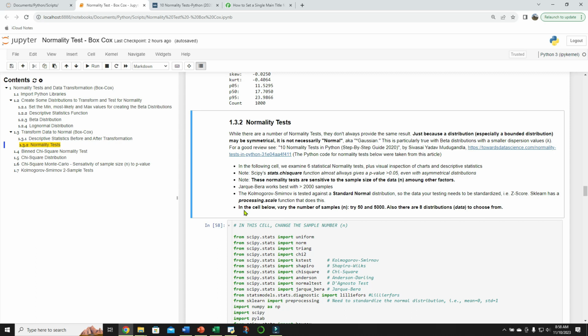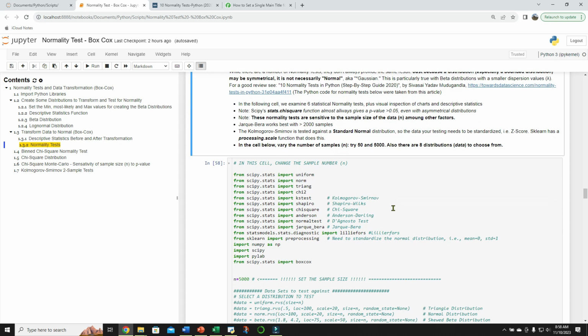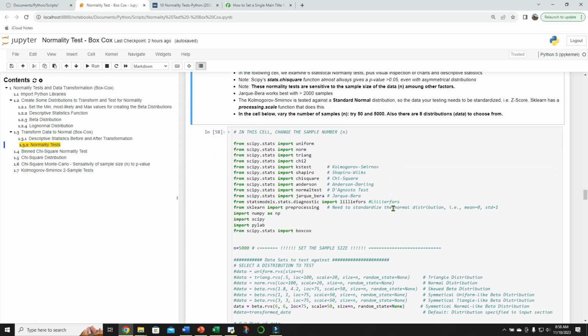In the cell below, vary the number of samples. Try 50 samples, then try 5,000. Also, there are 8 different distributions to choose from. So let's play around with some of these distributions and sample sizes and see what kind of results we'll get.